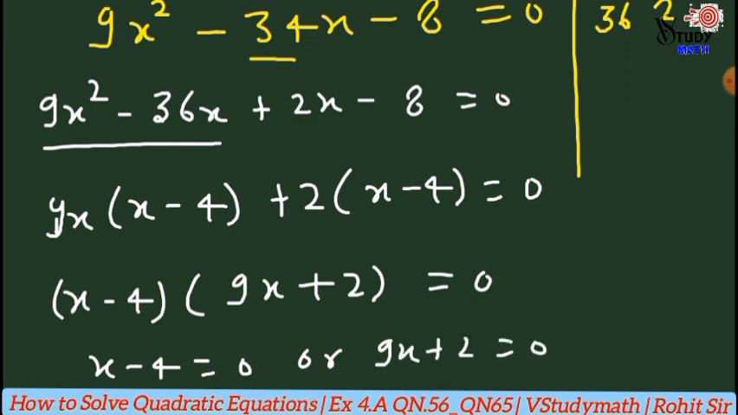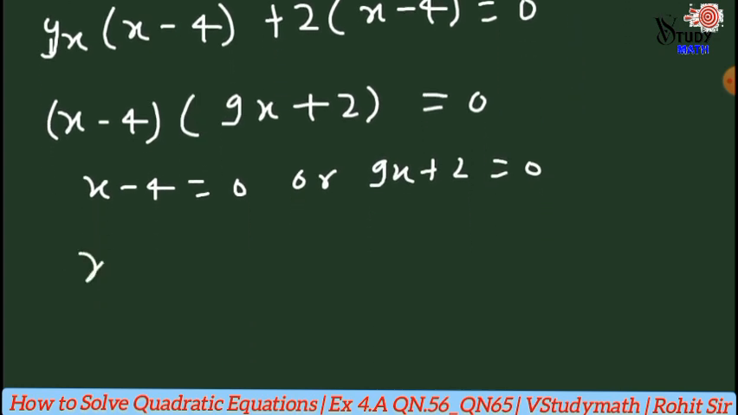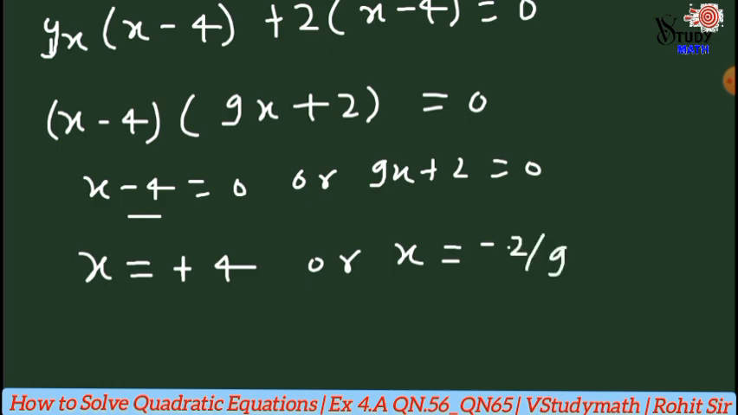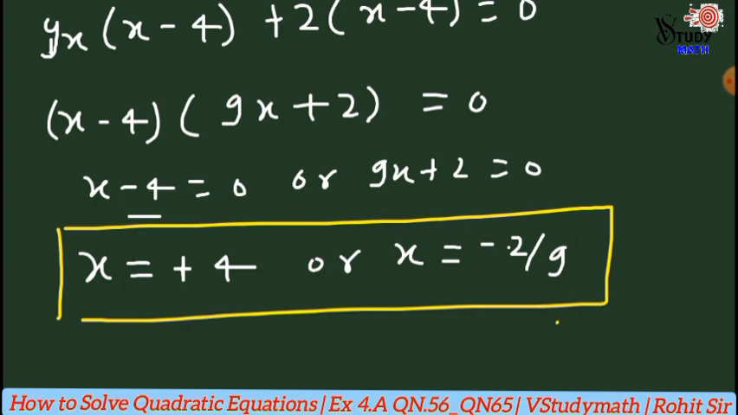Now x is equal to positive 4, sorry, because here 4 is negative, or x is equal to negative 2 by 9, and this is the answer of this quadratic equation.